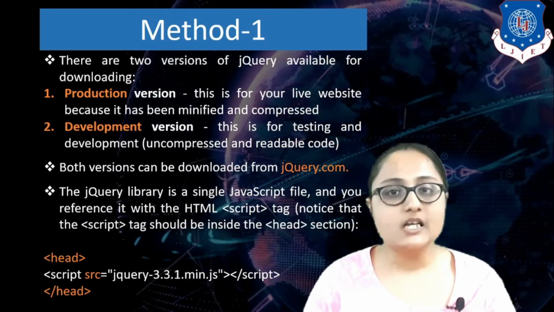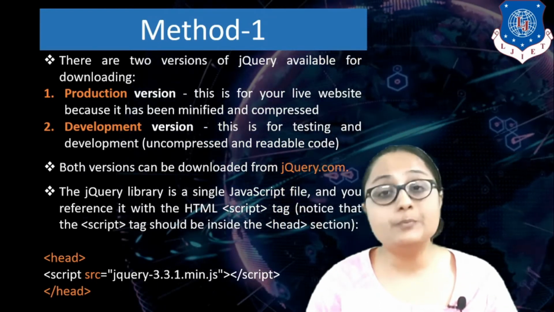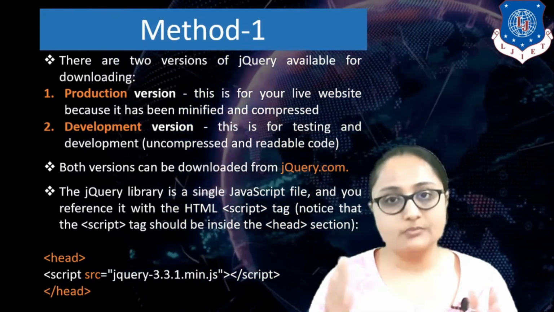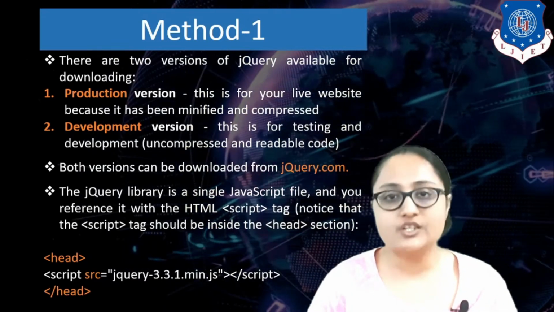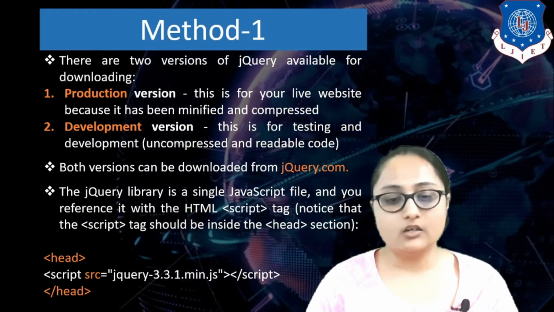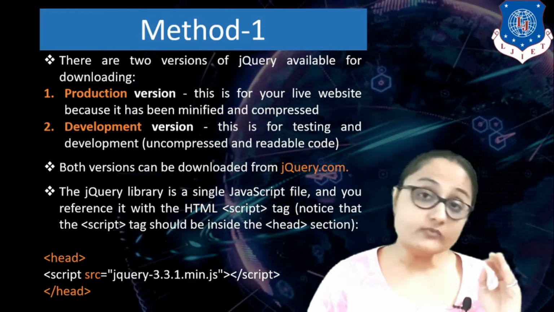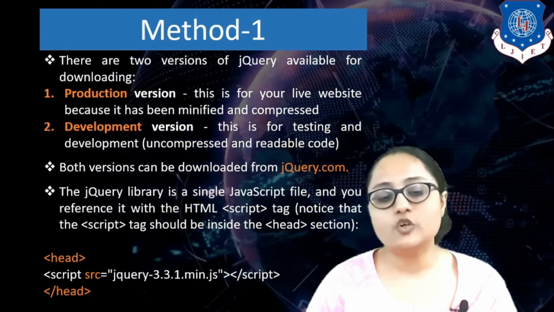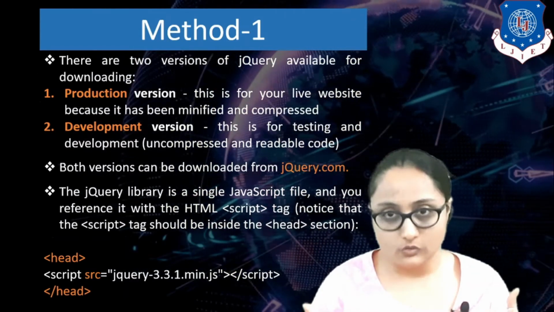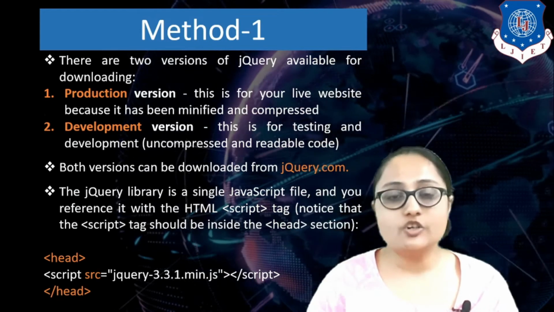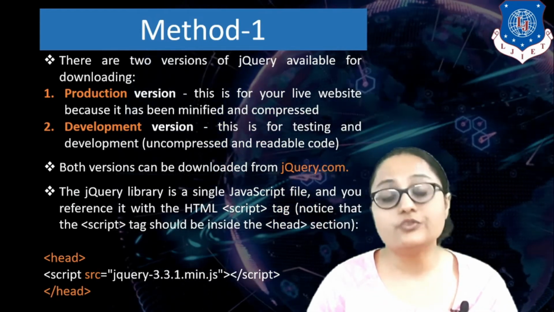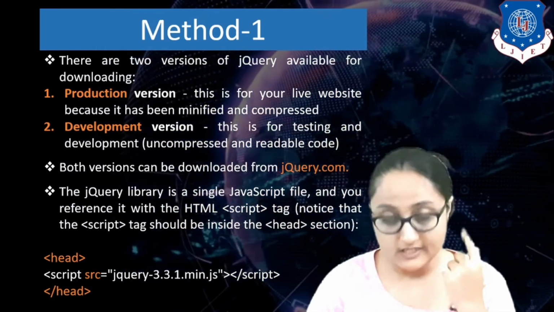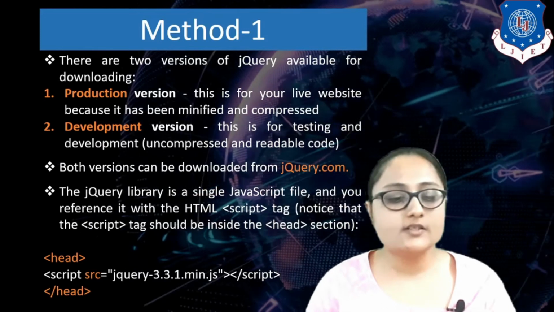There are two versions provided on jQuery.com. The first is the production version, which is a minified and compressed version of the jQuery library. The second is the development version, which is suitable for testing and overall development purposes. That is your uncompressed version. So if you do not want the minified version, you can go for the development version.